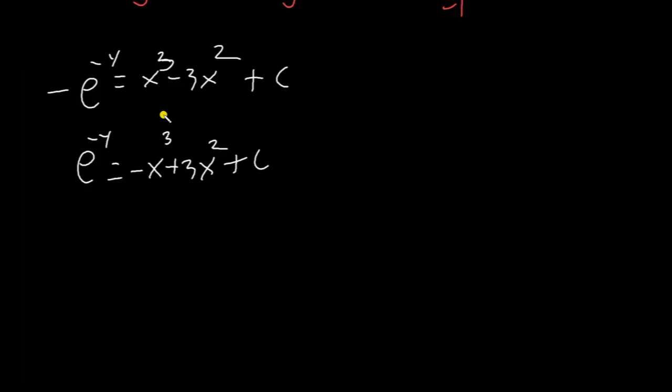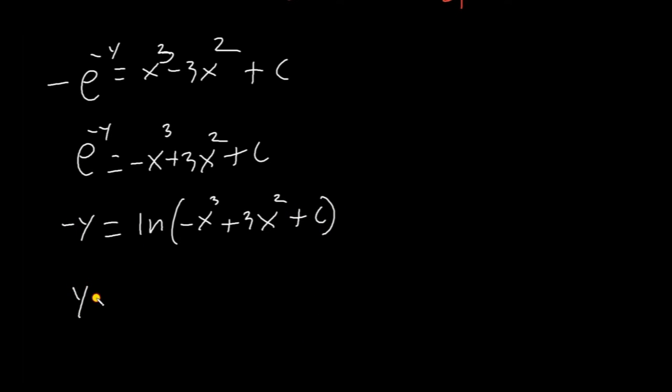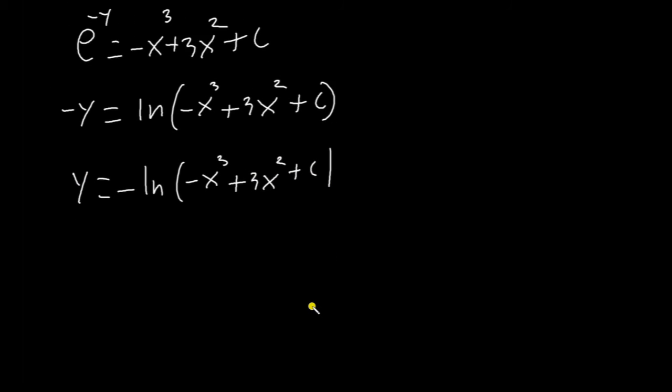Now I can go ahead and take the natural log to get rid of the e. So if I take natural log of both sides, I'll get negative y equals the natural log of negative x cubed plus 3x squared plus c. Okay, and I will bring the negative over, and I'll get y equals negative natural log of negative x cubed plus 3x squared plus c.